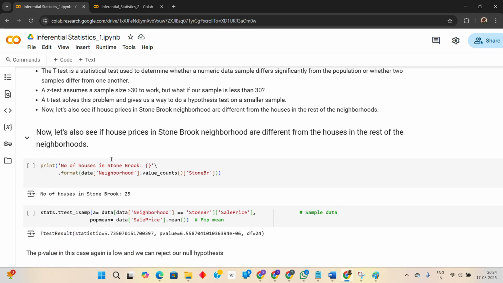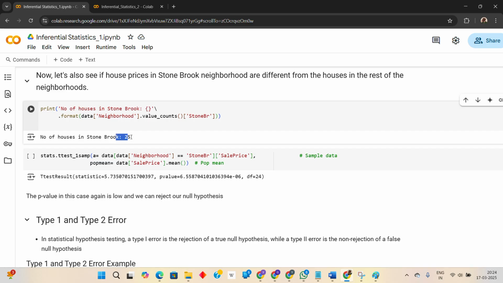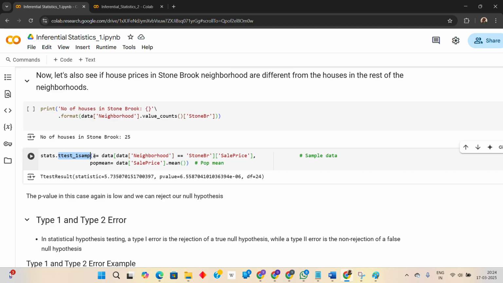Got it? Similarly, if the number of samples is less than 30, then instead of the z-test, we have to go for the t-test. Same condition. You can see the condition is the same. Now we are checking with Stonebrook. Let us also see if the house prices in Stonebrook are different from the houses in the rest of the neighborhood.